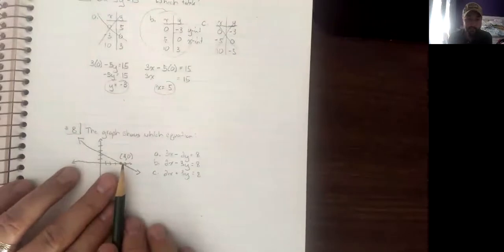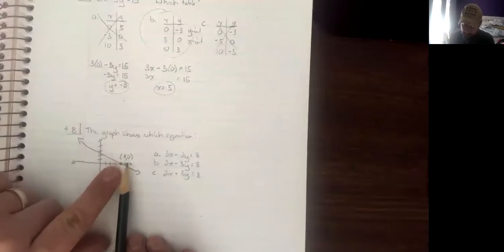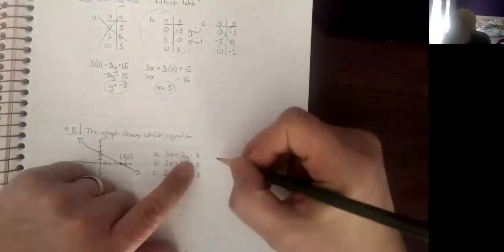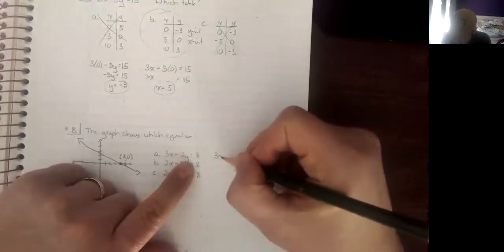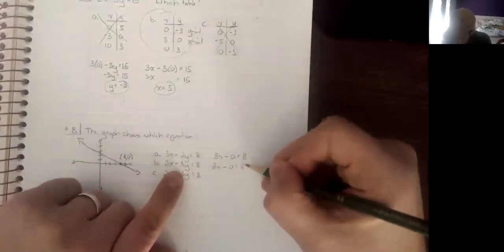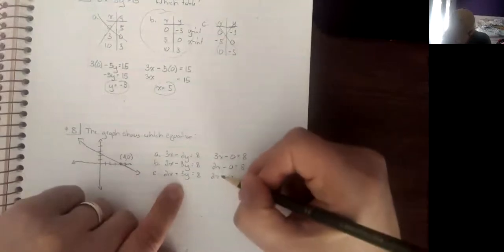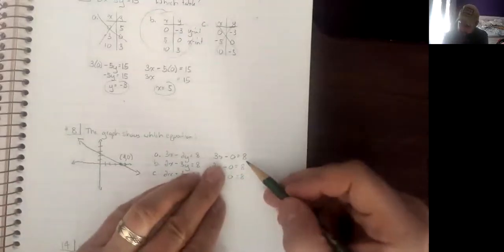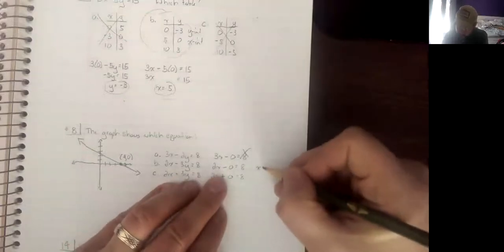Now here it moves through like 2.5. But here we pretty clearly see that that's the x-intercept of 4, 0. So that gives me something to go by. So what I am going to do is see which one of these works out if my y is 0. When y is 0, x should be 4. So I'm going to see if I can at least eliminate 1. So 3x minus 0 equals 8. 2x minus 0 equals 8. And 2x plus 0 equals 8. So here, I already know that's going to be 8/3. So that doesn't work.